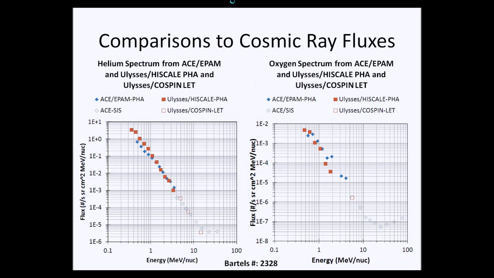Here we compare the PHA-derived helium and oxygen fluxes to the higher energy fluxes from the cosmic ray experiments CIS and COSPIN, and from EPAM and HISCALE, respectively, during a 27-day period, a Bartels rotation 2328, between events in early 2004. The agreement of these four spectra is very strong, lending additional confirmation that the normalization of our PHA-derived fluxes is accurate and spot-on.